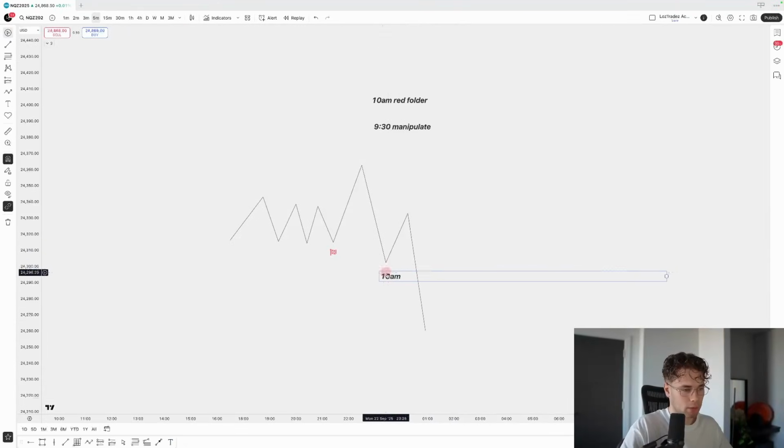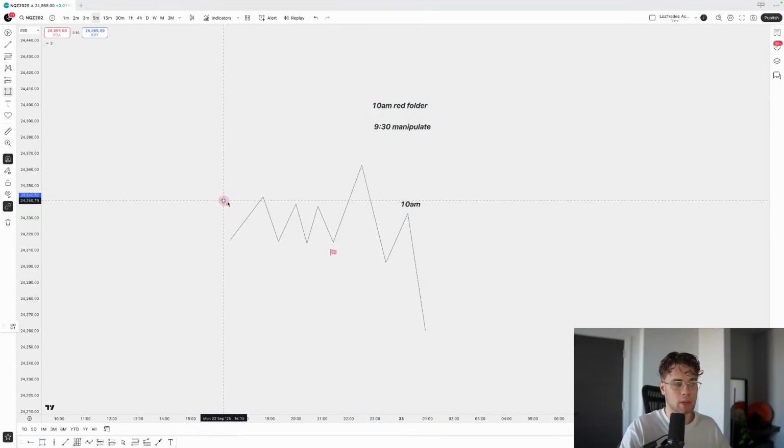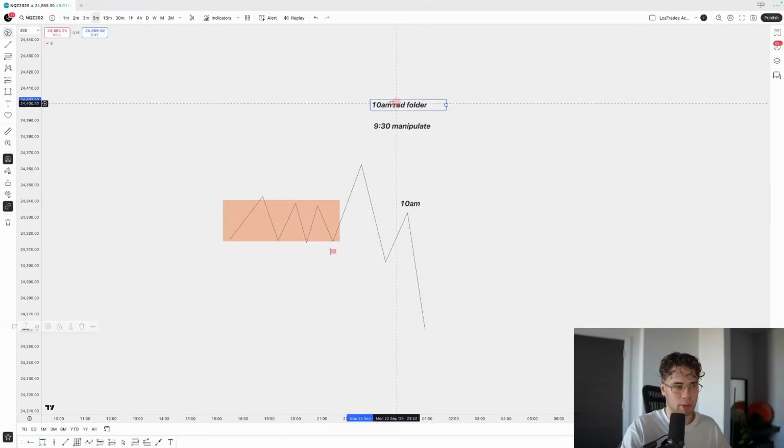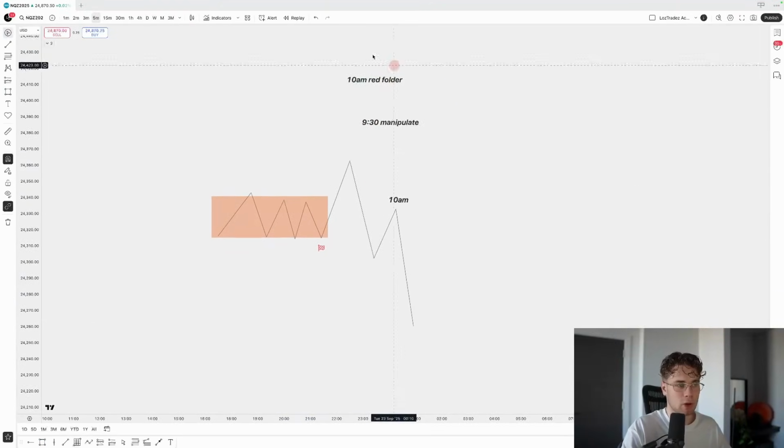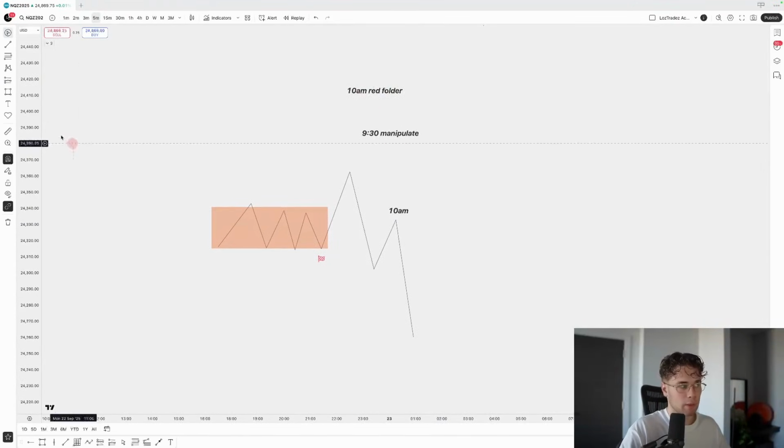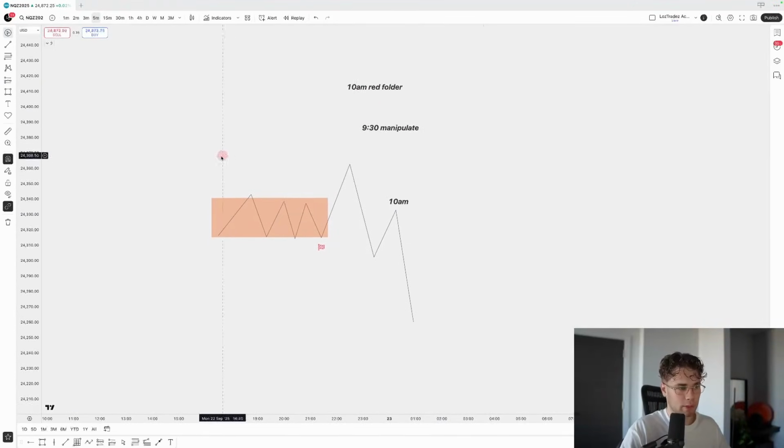Distribution, right? So this point here is 10 a.m. red folder, 9:30 manipulate. This is the most common scenario you'll see with 10 a.m. red folder, right? So this is our scenario. This is the most common version of this scenario you will see. So there's another variant which we have to consider, which is 9:30 distribution.